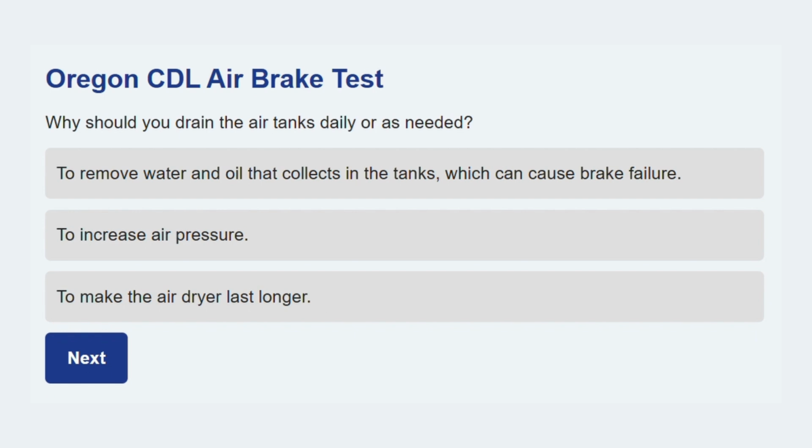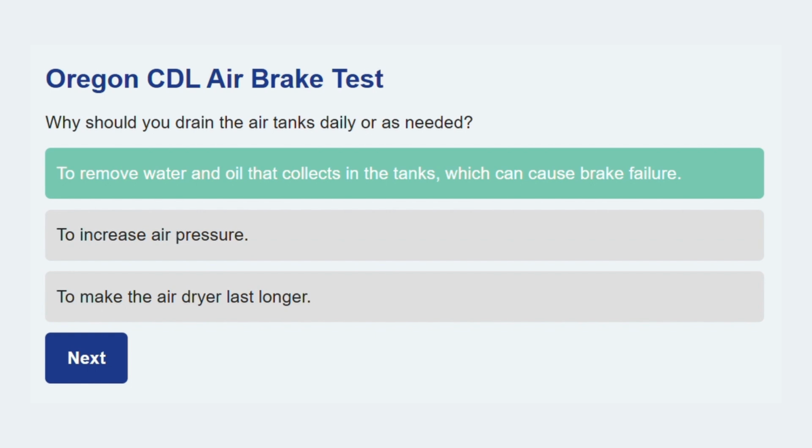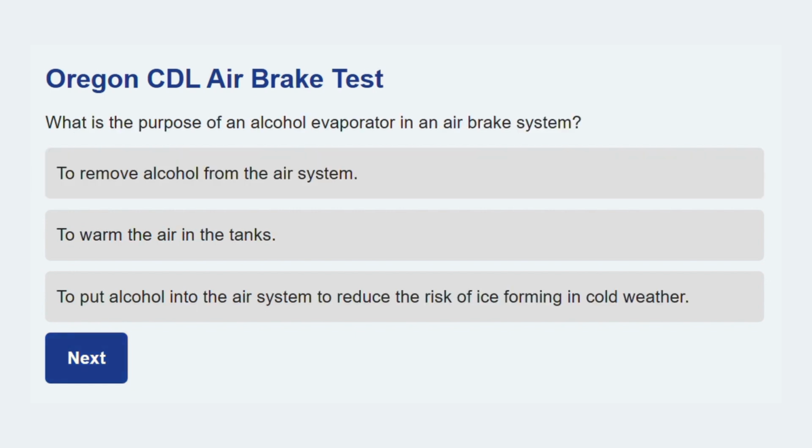So, what's next? Why should you drain the air tanks daily or as needed? To remove water and oil that collects in the tanks, which can cause brake failure. Moisture can freeze in cold weather or corrode components.